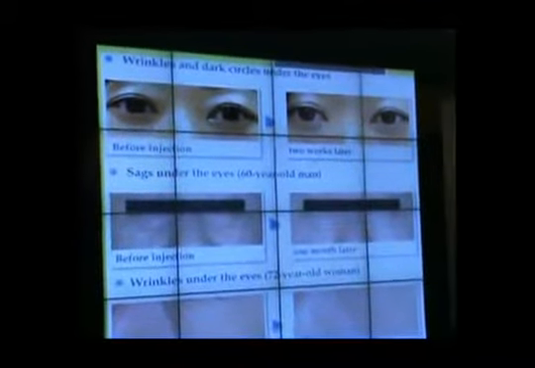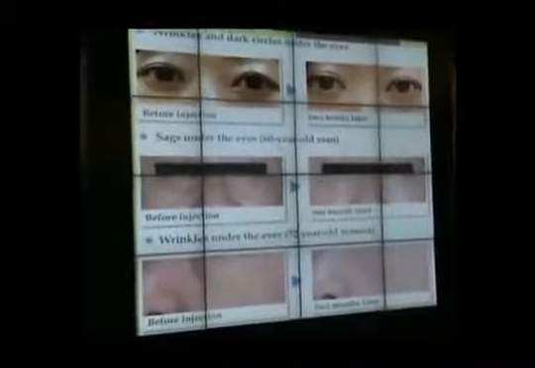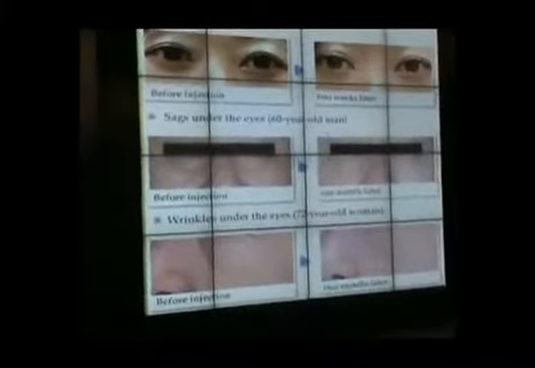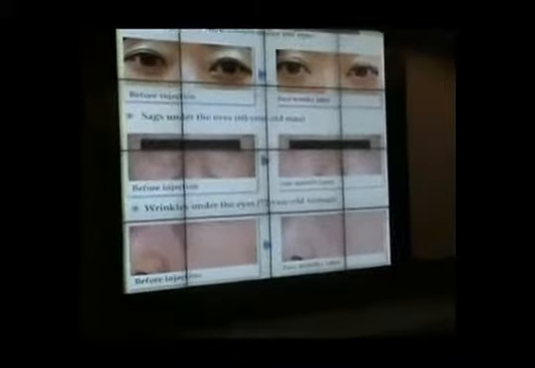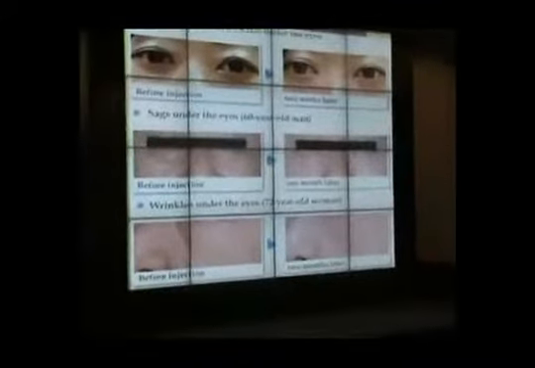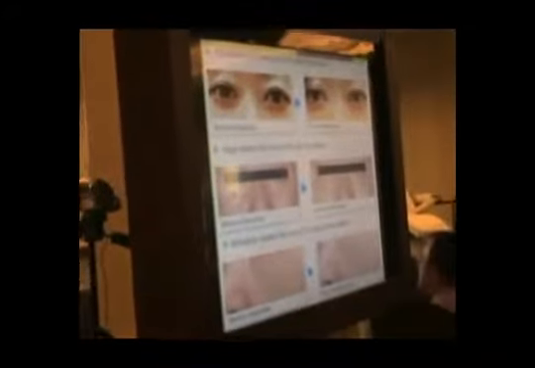You can take a look here at the wrinkles and dark circles around the eyes. The picture on the left is just before injection. You can see those sacs, depression, and just 2 weeks later, you can see the sacs under the eye improved. This is a 60-year-old gentleman, just before injection and just 1 month after. Another example of the nasolabial fold and wrinkles under the eyes of a 72-year-old woman, just before injection and 2 months later on.